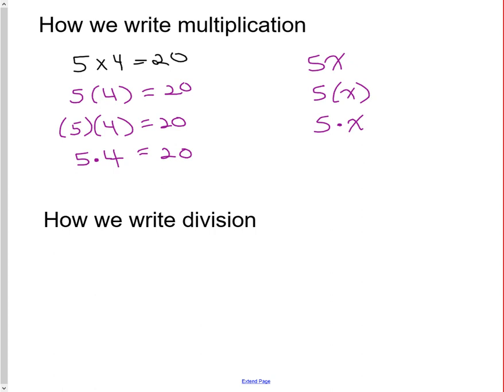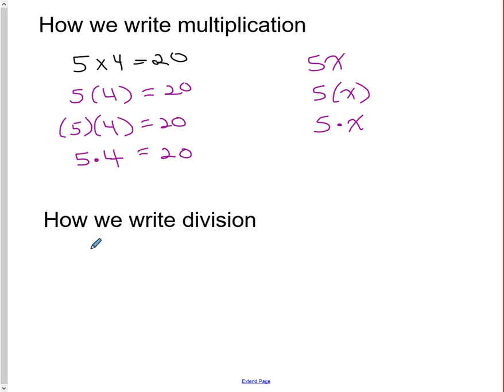So we just finished talking about different ways that we can write multiplication. We can write it with the times symbol, but we don't really do that in high school anymore. We usually write things next to one another, using brackets or a dot to separate them out. Of course, how we write division is the same sort of idea.